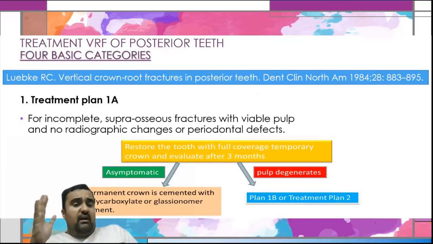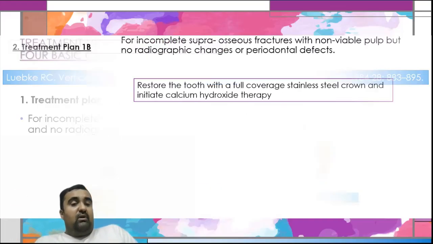If the tooth is restored with full coverage, a temporary crown is placed and evaluated for 3 months. If the patient is asymptomatic, the permanent crown is cemented. If the pulp degenerates, plan 1B or treatment plan 2. What is this plan 1B?